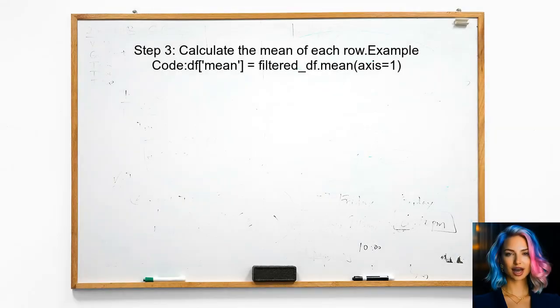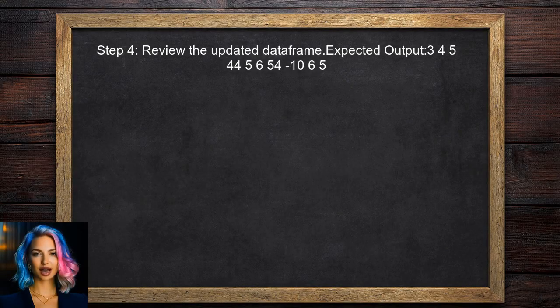Now, the user can calculate the mean of each row using the modified data frame. This will ensure that the average is computed only from the values that are greater than or equal to 0. Finally, the user can review the updated data frame. This will show the original values along with the calculated mean, which now excludes any negative values.